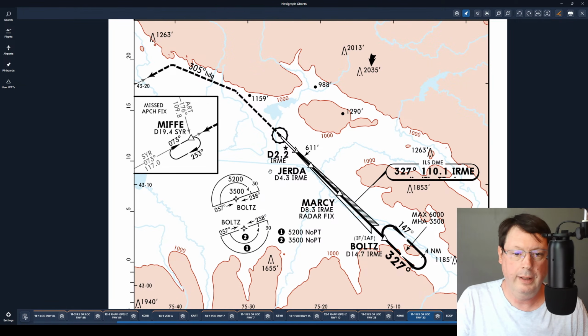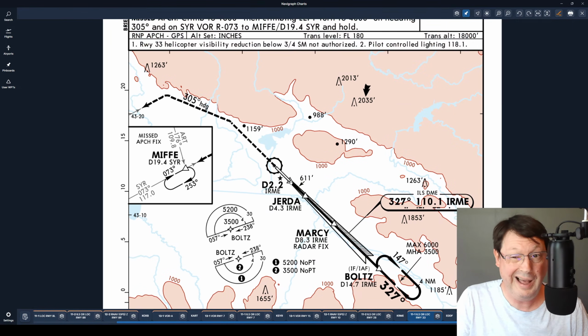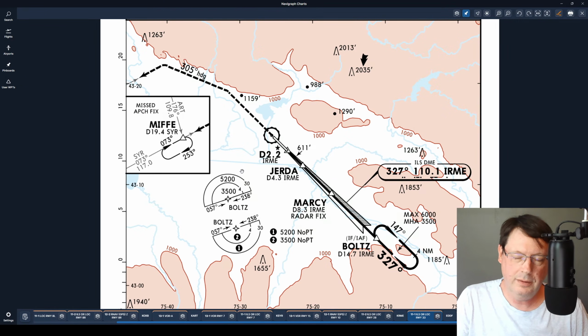So if you are on an inbound bearing to Bolts of, let's say, 270, or let's say 180, so you're basically going southbound to Bolts, between 4 nautical miles and 30 nautical miles from Bolts you would have a minimum safe altitude of 5,200 feet, which is pretty high. But you can see up here there's some terrain, that's why it's kind of high. Within 4 nautical miles of Bolts, your minimum safe altitude comes down to 3,500 feet. This is an unusual example of minimum safe altitudes, but I just didn't want to leave this on the chart and not explain anything about it.